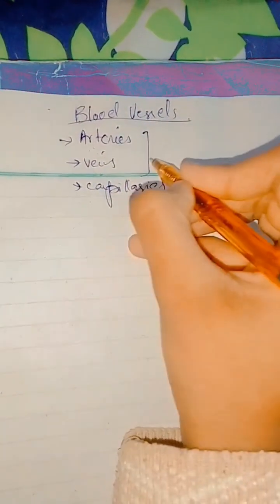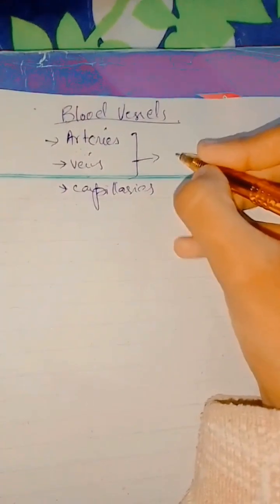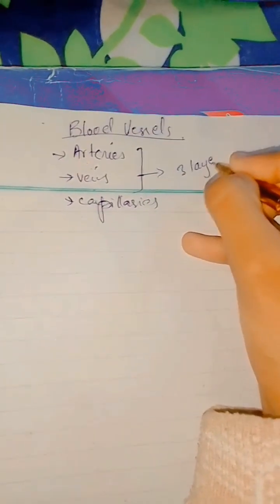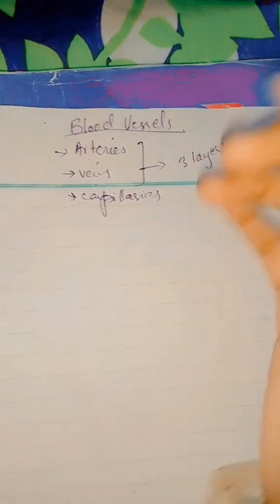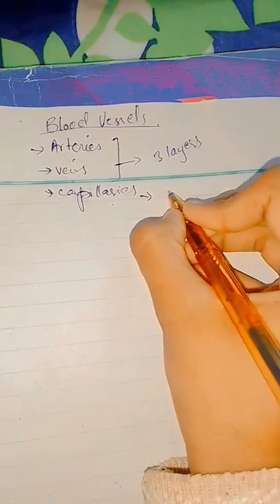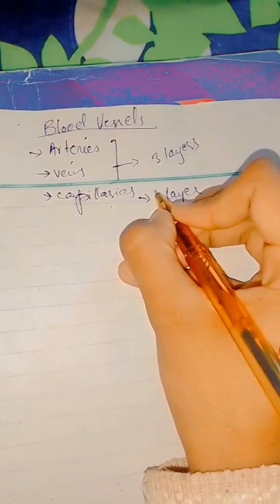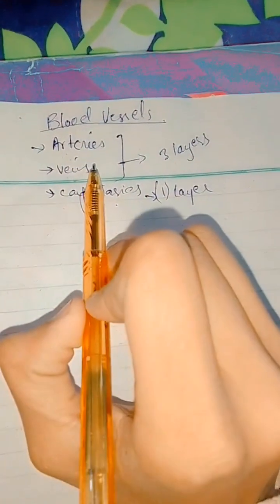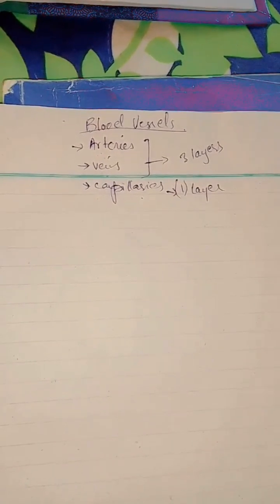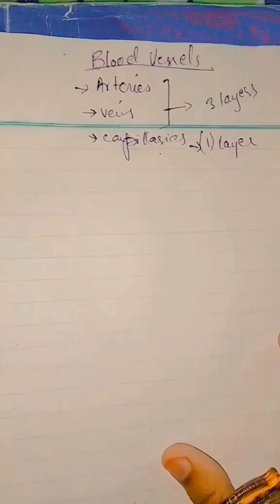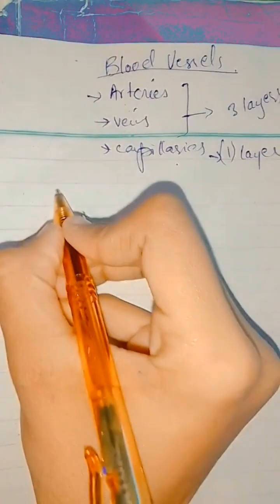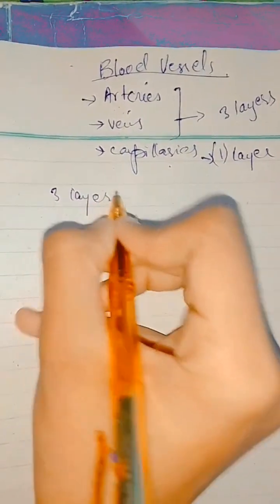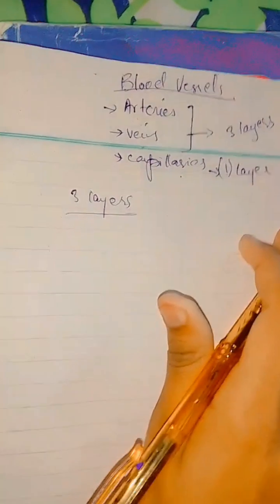Arteries and veins are made up of three layers. They have a complex structure, but capillaries are made up of only one type of layer. So arteries and veins both are made up of three types of layers, and the layers are the same, but capillaries are different. They are made up of only one type of layer. Now let's discuss the three layers of both arteries and veins.